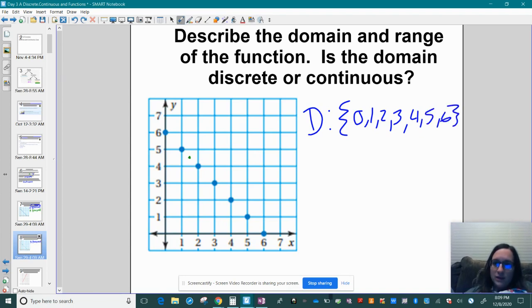Make sure you've been practicing those. It's better. It's not great. It's better. So make sure you're practicing those. Our range is all of our y values. So again, we have a point on our y-axis at 0, 1, 2, 3, 4, 5, and 6 as well. So it's the same. Oop, that's a comma.